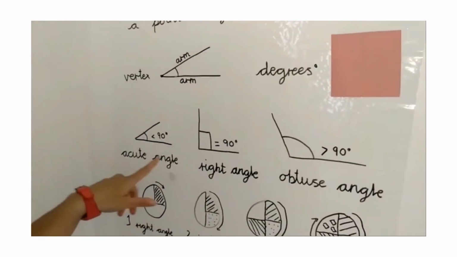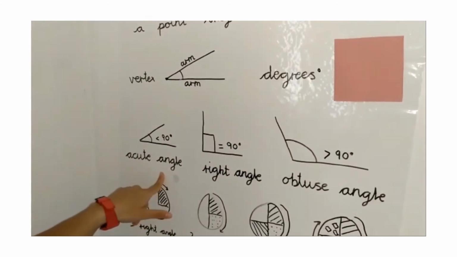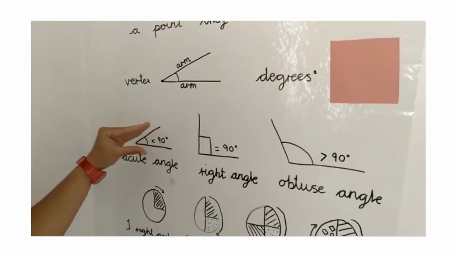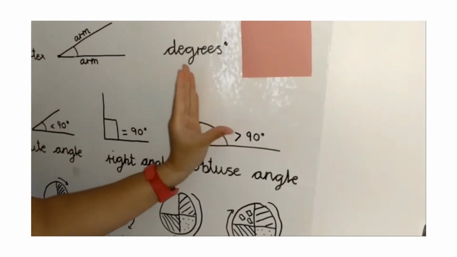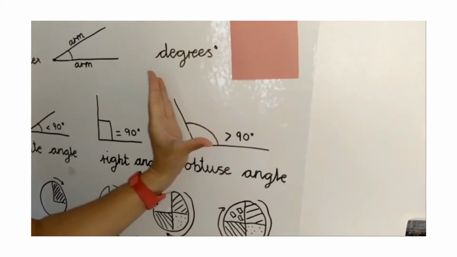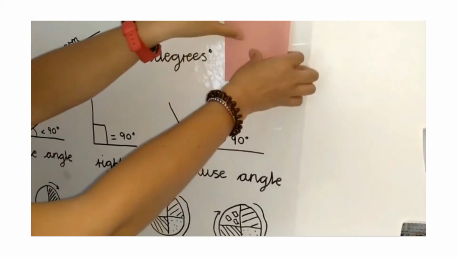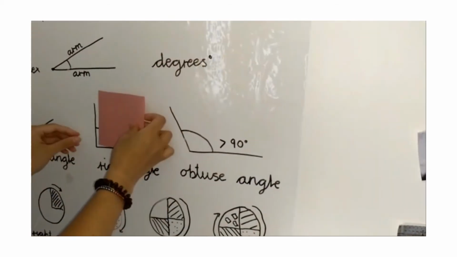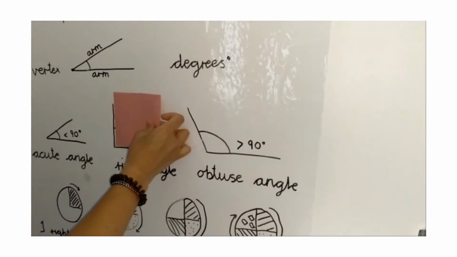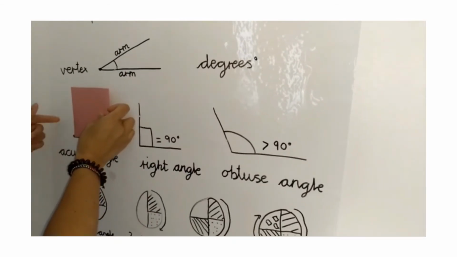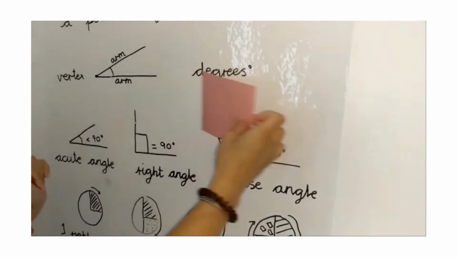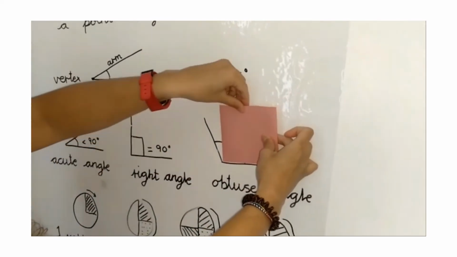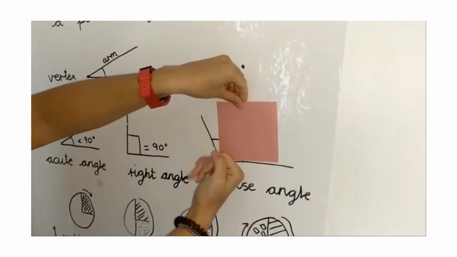We also learned that acute angles are angles that are smaller than a right angle, and obtuse angles are angles that are larger than a right angle. Remember, you can use your right angle tester to find out. So it's a right angle, it's an acute angle because it's smaller, and it's an obtuse angle because it is larger.